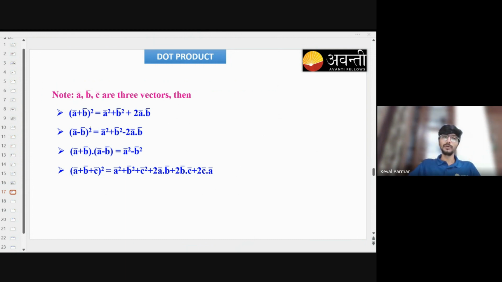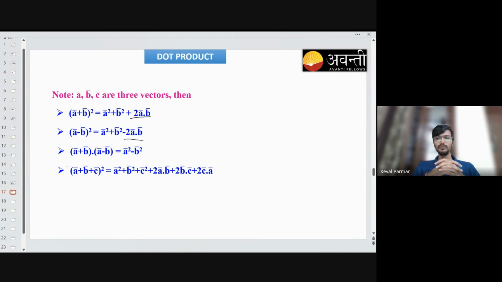What is a plus b the whole square? A square plus b square plus 2 a bar dot b bar. Since we have vectors here, the product is the dot product. Normally what happens? A square plus b square plus 2ab. But the product ab here is the dot product. So A square plus B square plus 2 A bar dot B bar. Same for minus: minus 2 A bar dot B bar. Third is also the same formula. A plus B times A minus B is A square minus B square.